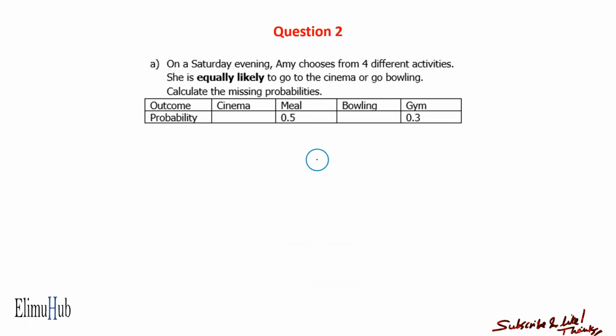Right, question 2. On a Saturday evening, Amy chooses from 4 different activities. She's equally likely, so let's just make a note of that, to go to the cinema or bowling. Calculate the missing probabilities. So we know this chance and this chance are the same. Again, we don't know what they are, so if we just call them X and X for now, that means we need to add X and X. If we add all these, sorry, the X should be here. We know that's 0.3. So X plus 0.5 plus X plus 0.3, everything must give you 1.